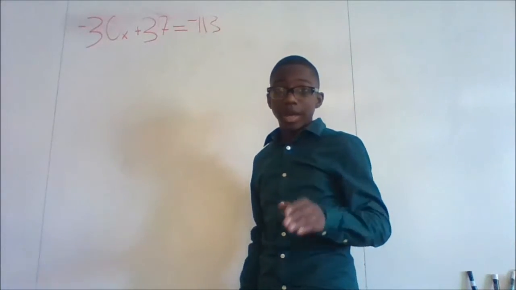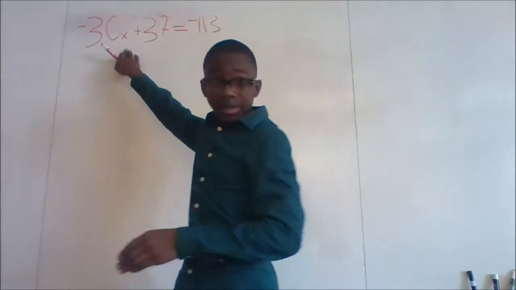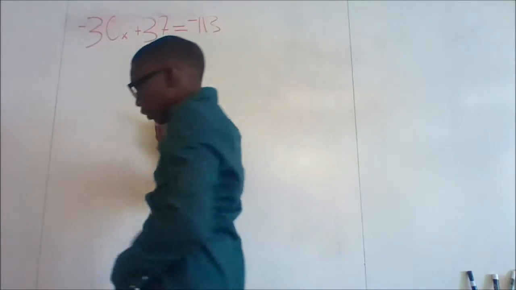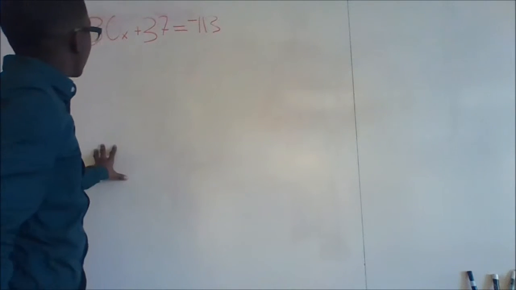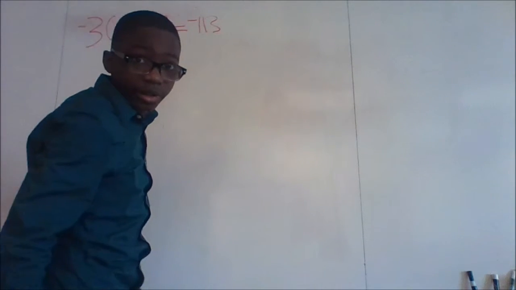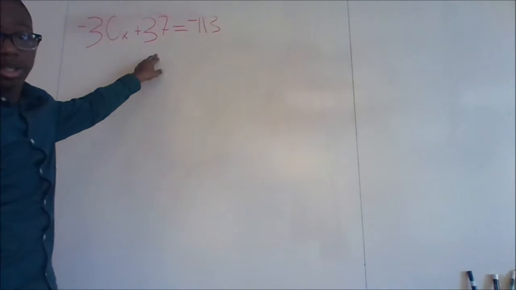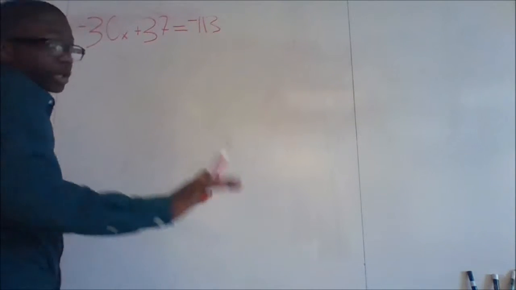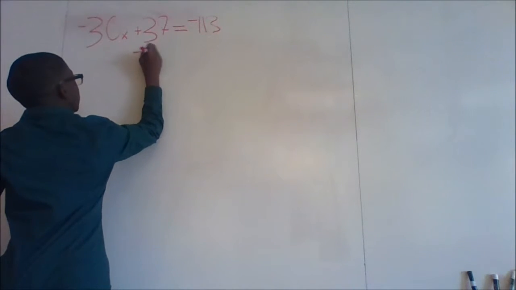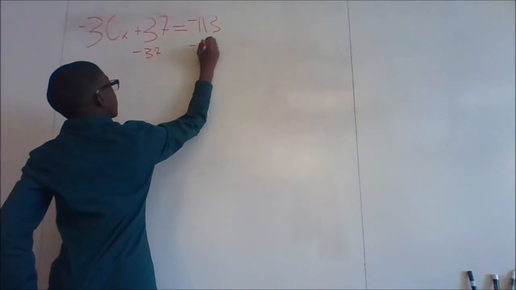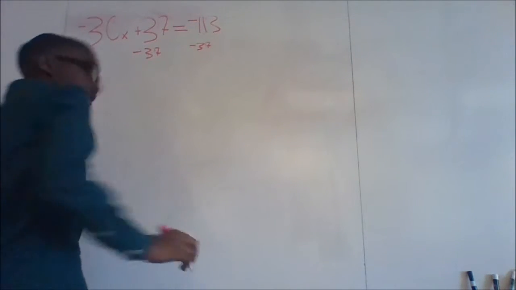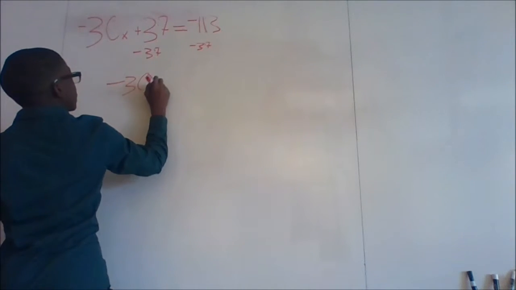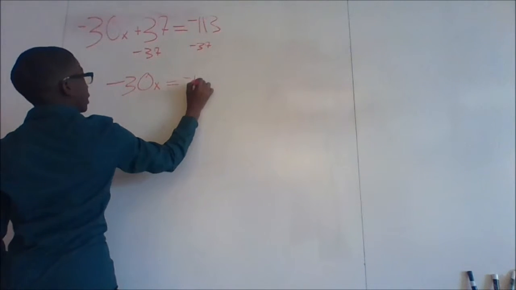So our first example is negative 30x plus 37 is equal to negative 113. Our first step is going to be getting rid of this 37, because we just want x on one side and all the other numbers on the other side. So first up, we're going to subtract 37 from both sides. And when we do that, we end up with negative 30x is equal to negative 150.